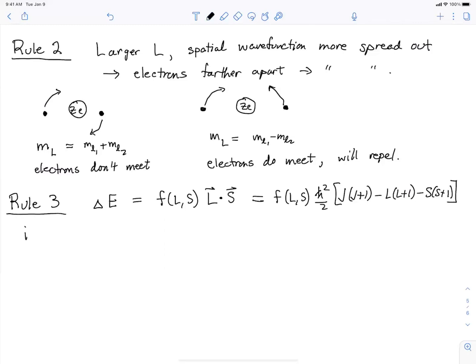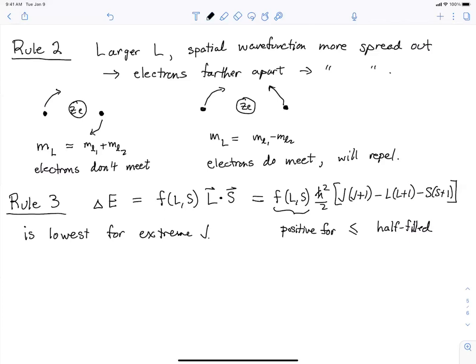So this is lowest for extreme J. And now's where you need to know something about L and S. It turns out this f of LS happens to be positive for less than or equal to half filled. So when you extremize it, you're going to pick the smallest possible J, and it happens to be negative in the opposite case.